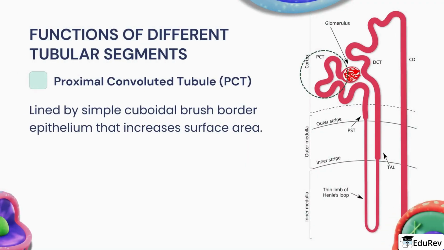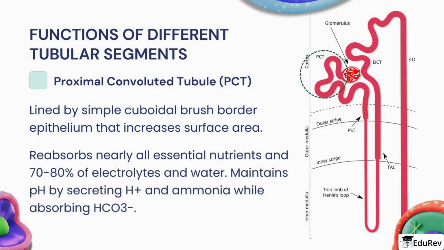The proximal convoluted tubule, PCT, is lined by simple cuboidal brush border epithelium that increases surface area. It reabsorbs nearly all essential nutrients and 70 to 80% of electrolytes and water, maintains pH by secreting H ions and ammonia, while absorbing bicarbonate ions.